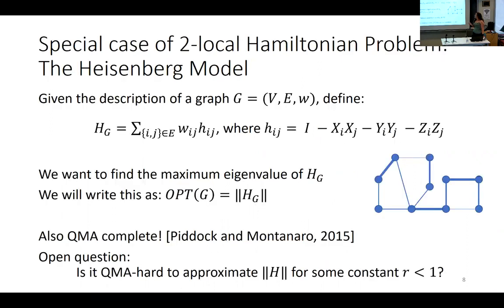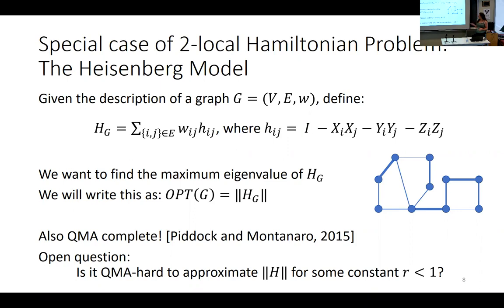Cool. All right. So now I'm going to talk about the quantum version of this problem. So it's a special case of the two-local Hamiltonian problem in general, where for each edge, we're applying this H_ij here, where it's just a sum of identity minus XX minus YY minus ZZ. And we're still trying to find the maximum eigenvalue. So this turns out to be also QMA-complete in a fairly recent result. And it's an open question whether we can approximate that with an approximation value close to 1. Okay, so that's the problem that we're working on.